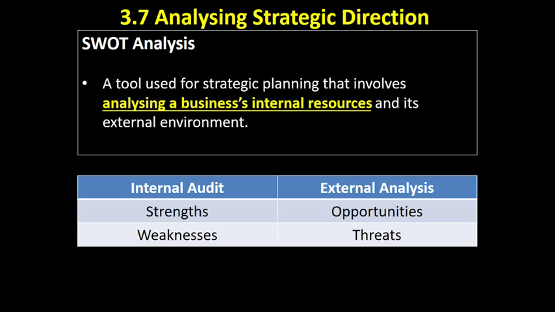Remember, our SWOT analysis is a tool used for strategic planning that involves analysing a business's internal resources and its external environment. We've calculated the ratios. We know maybe that our strength is that we provide a good return on capital employed, and a weakness is that we're highly geared. But as we were saying when analysing the ratios, that's only financial information. It doesn't tell us about marketing or operations. So we need to get a better picture of the organisation's strengths and weaknesses. We need to look into the other functional areas and see how they're performing.